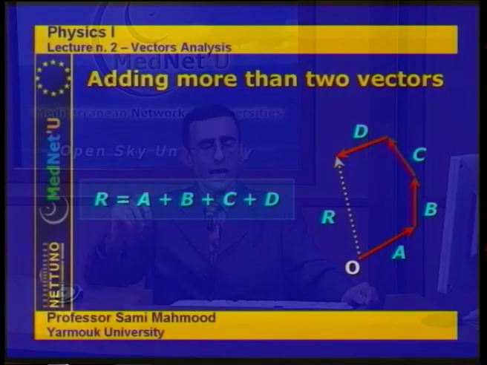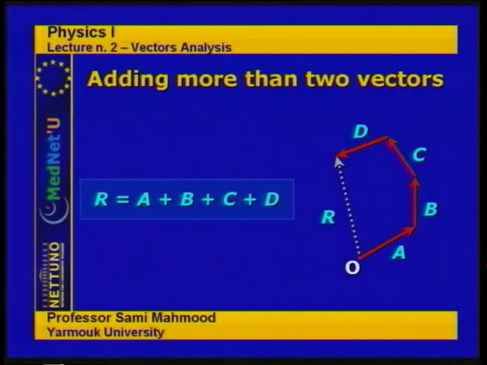If we encounter a process where we need to add more than one vector, what do we do? We follow exactly the same way. We draw vector A from point O with a length that represents its magnitude and a direction that represents the direction of that vector. From its tip, we draw vector B. From the tip of vector B, we draw vector C, and from the tip of vector C, we draw vector D.